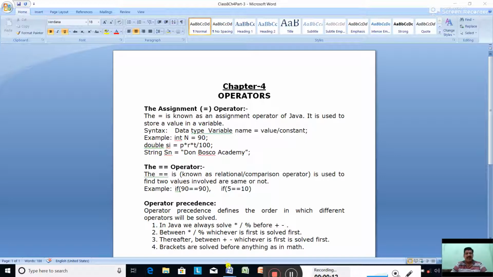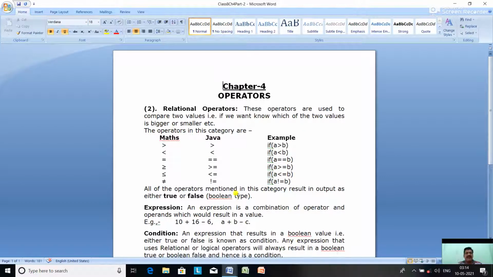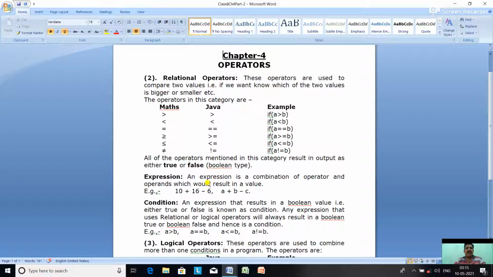In Java. In our last computer class we discussed the relational operators, which are used to compare two values, that is, if you want to know which of two values is bigger or smaller. In Java we have 6 relational operators: greater than, less than, equal to, greater than or equal to, less than or equal to, and not equal to. All of these operators result in output as either true or false, that is, a Boolean type value. Then we discussed what is an expression.